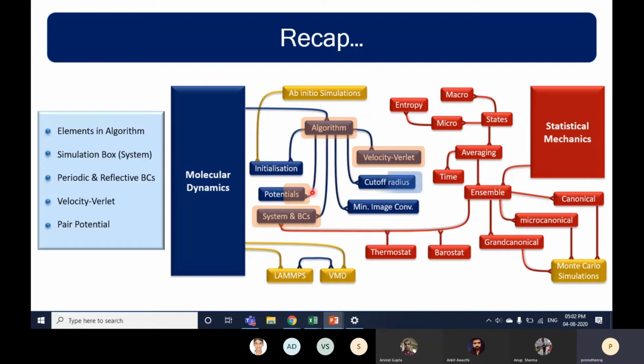In this lecture today, we'll have a little overview of what cutoff radius is all about and what the minimum image convention is all about. These two elements also have a very important role to play in the algorithm of molecular dynamic simulations. Today, we'll also cover a little part of initialization, but we'll have a better understanding of initialization in one of the next lectures. In this lecture, we would have a very simple way of understanding the initialization aspect also. So let's start with cutoff radius.